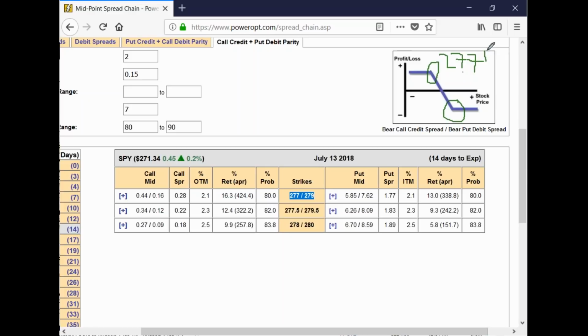If I did 10 contracts and I got assigned early at 277 and I didn't know about it, well, technically all my broker can do is buy 1,000 shares of SPY at 277 because that was the price. So I've got to buy those shares. Now, at open or later on in the day, I get the notification. I can't exercise the 279 to get out of the position.